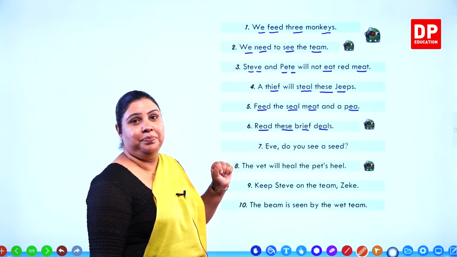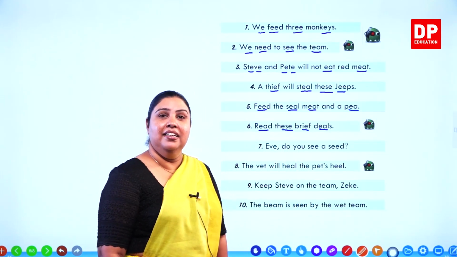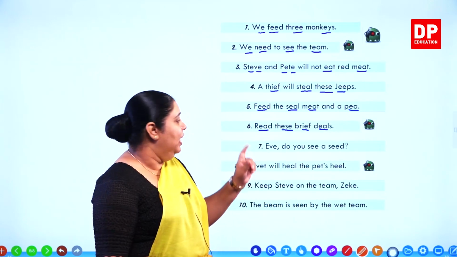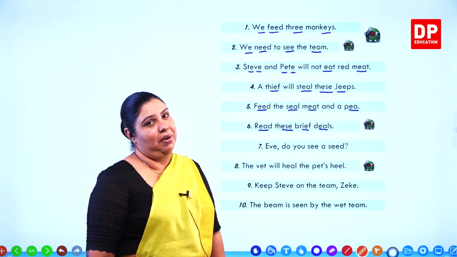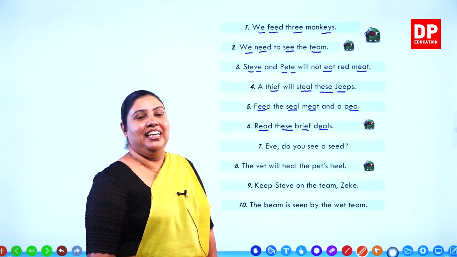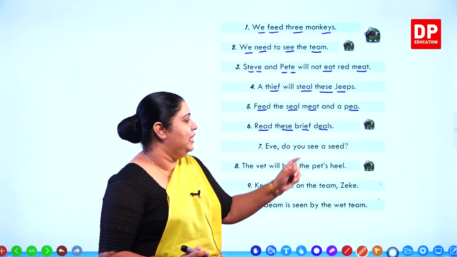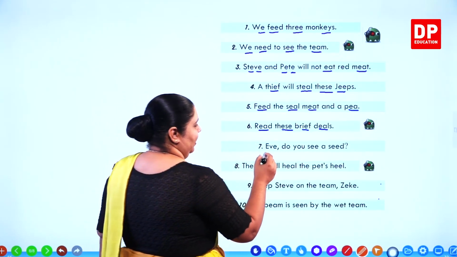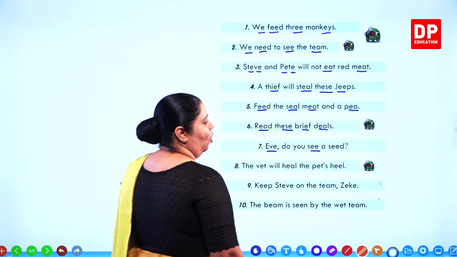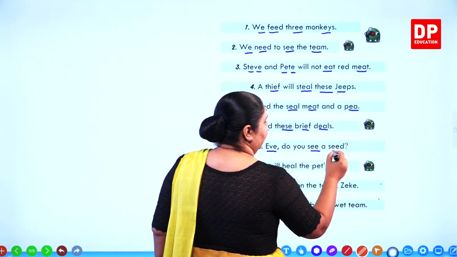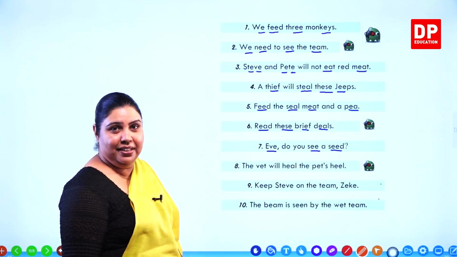Number 7. Eve, do you see a seed? Eve, do you see a seed? දැන් මෙතන Eve කියන්නේ පුතේ නමක්. E-V-E. Eve කියලා English නම් තියෙනවා. Eve, do you see a seed? Eve. We have the long E. Do you see? Long E, a seed. Eve, do you see a seed?